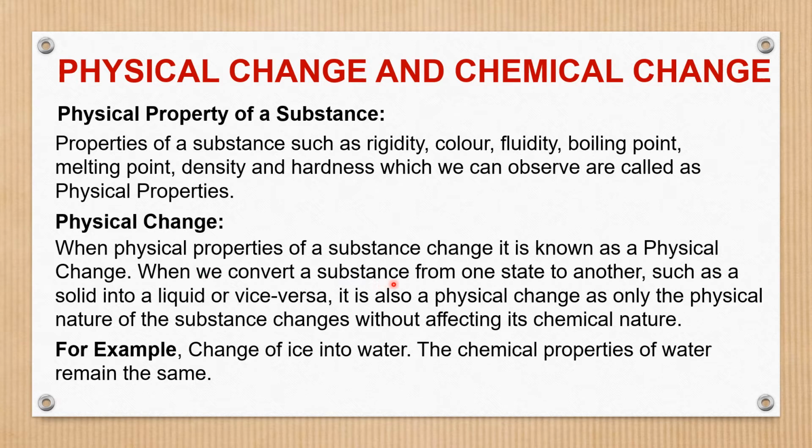When we convert a substance from one state to another, such as solid into liquid or vice versa, or liquid to solid, it is also a physical change, as only the physical nature of the substance changes without affecting its chemical nature. When we boil water, water is in the liquid state. When we boil, it changes from liquid to vapor or gaseous form, but still it is H2O. Its chemical nature is H2O. It does not change. Physically only there is a change, but chemically nothing happens. That kind of change is called physical change.